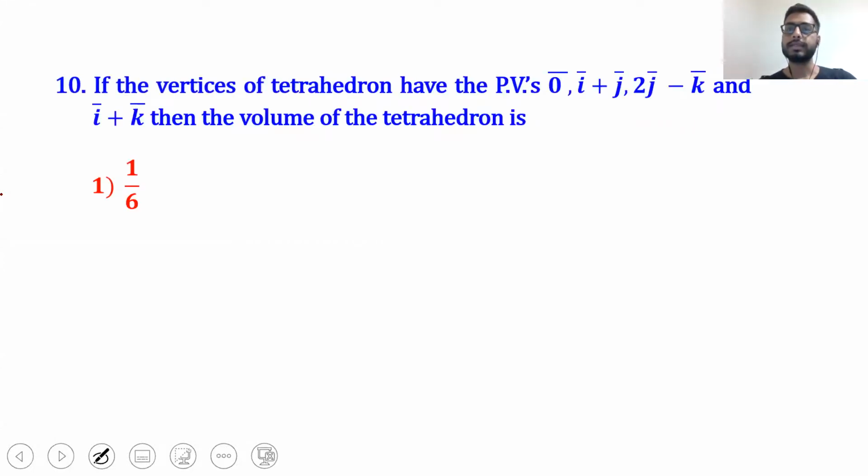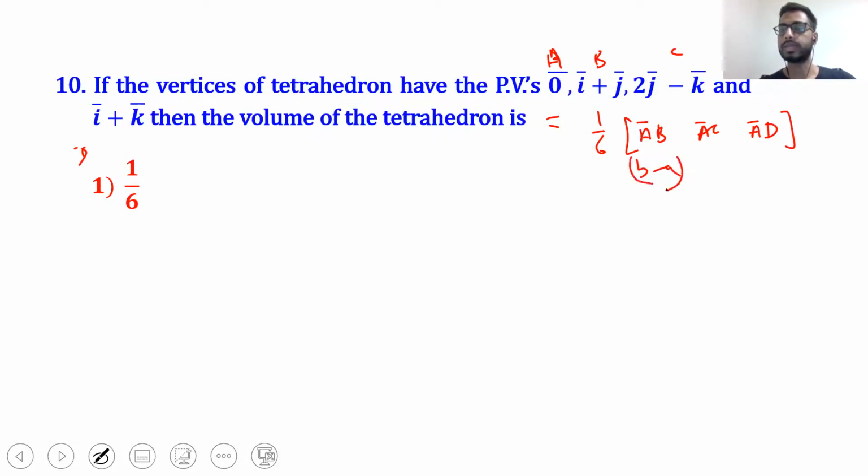If the vertices of a tetrahedron are, let us say this is A, this is B, this is C, this is D. The volume of a tetrahedron formula is 1/6 of the box product of AB, AC, and AD. I can get AB by using B minus A. AC would be C minus A, and AD would be D minus A. Substitute the values, and that's the final answer.